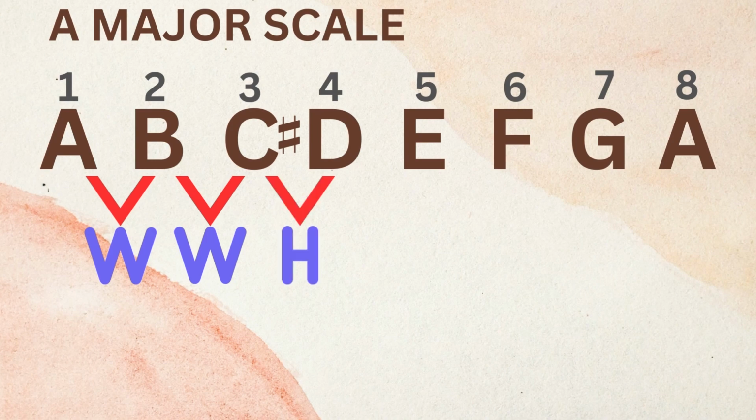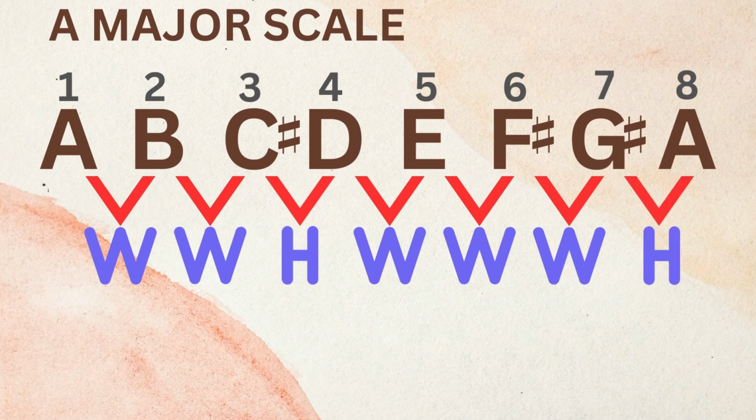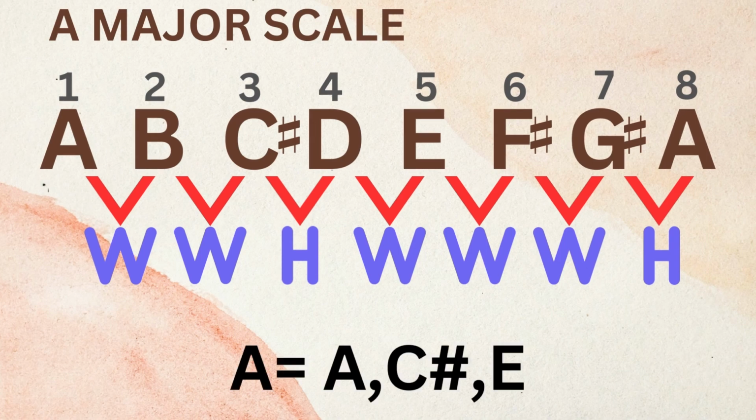C sharp to D is half. D to E is whole. E to F is half, so we need to sharp F to make it whole. F sharp to G is half, so we need to sharp G to make it whole. G sharp to A is half. So the A major scale is composed of the notes A, B, C sharp, D, E, F sharp, G sharp, and A. The first, third, and fifth notes A, C sharp, and E are the notes of the A major chord.